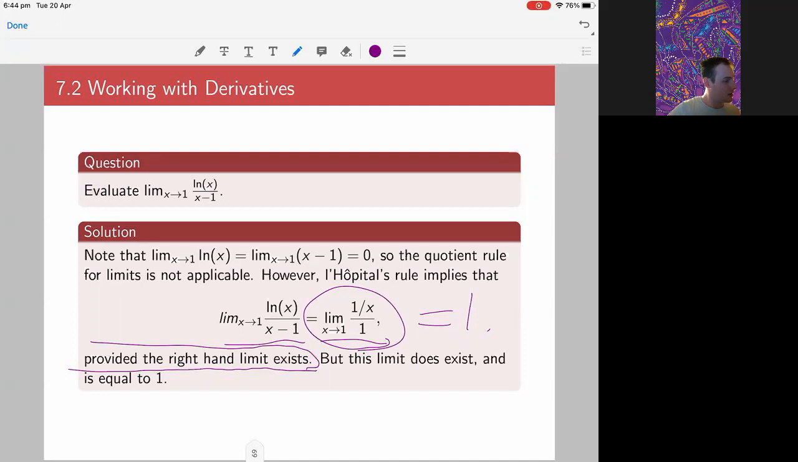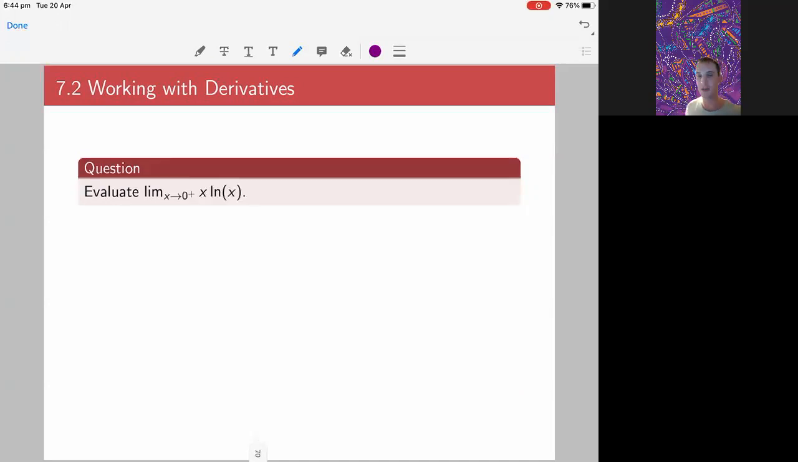Okay. One more example, and maybe we'll have another quick break. This is a fun one. We're looking at x times the logarithm of x, and we're looking at the limit as x approaches 0 from above. Because remember, the logarithm is only defined for positive numbers. It's not defined for negative numbers.